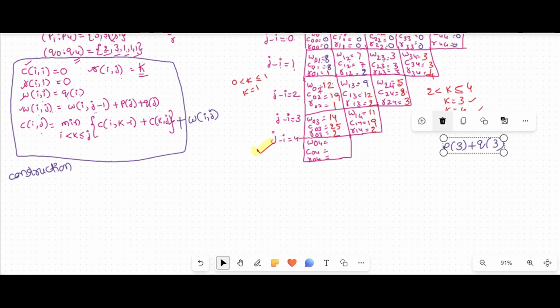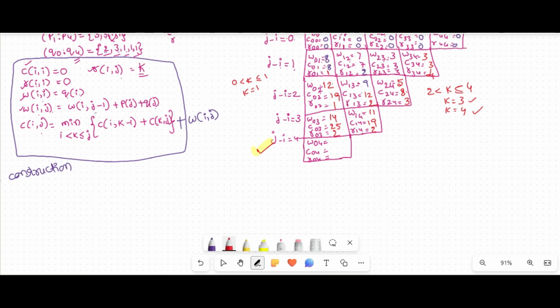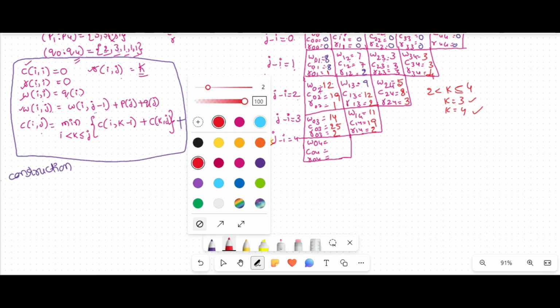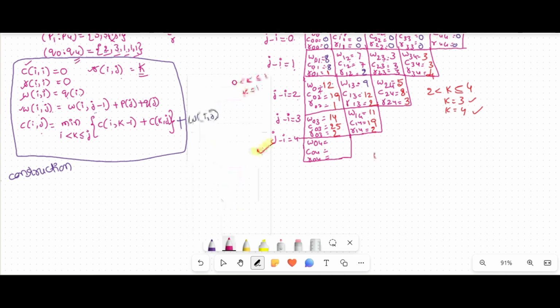Now W04, this one, W04 equal to W0, J minus 1, it is 3 plus P4 plus Q4. W03, what is W03? 14 plus P4, it is 1, Q4 it is 1, which is 16.